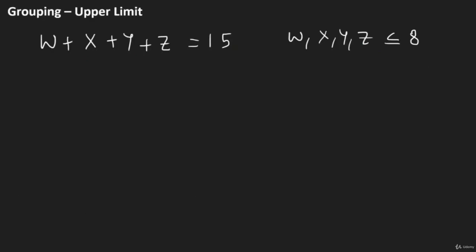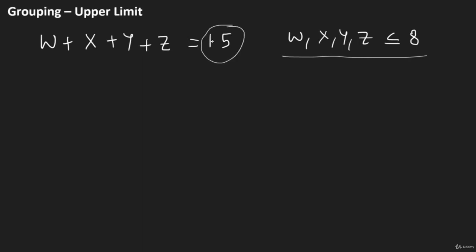In this video, let's discuss grouping questions with an upper limit. Over here we have a question, W plus X plus Y plus Z is equal to 15, and each of these has to be less than or equal to 8. Now, if this condition over here, that is the upper limit, was not given, we know that the answer would be 18 factorial divided by 15 factorial into 3 factorial, right?